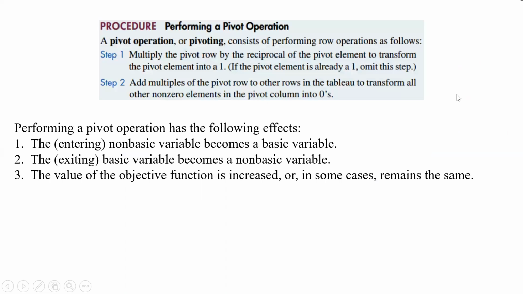All right, so to perform a pivot operation, or what we call pivoting, consists of performing row operations as follows. First, we're going to multiply the pivot row by the reciprocal of the pivot element to transform the pivot element to a 1. So if it's a 1, skip that step. So if we have a 2, and that's where we're pivoting, we're going to take 1/2 row 1, let's say it's in row 1, and replace row 1 with that. So we're going to divide everything in the first row by 2. Or if that was a 4, we'd divide everything by 4.